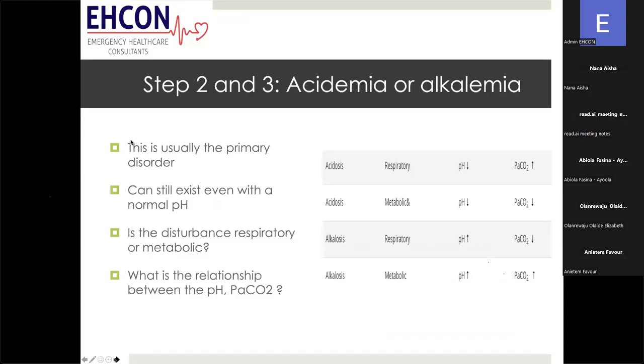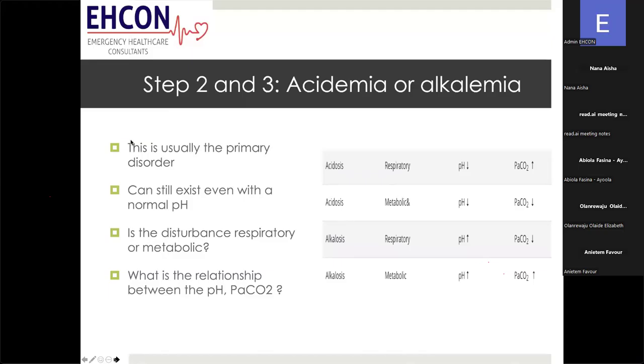The next step is then to figure out if you have an acidemia or alkalemia. I kind of condensed 2 and 3 together because for me, I do them at the same time. So first of all, you look at the pH and you say, it's low. Okay, I have an acidosis. And then you look at the PCO2.